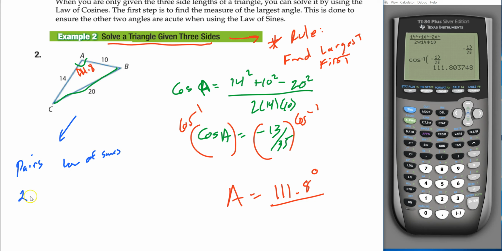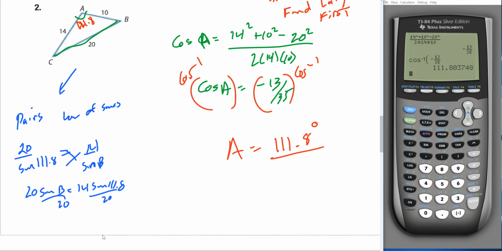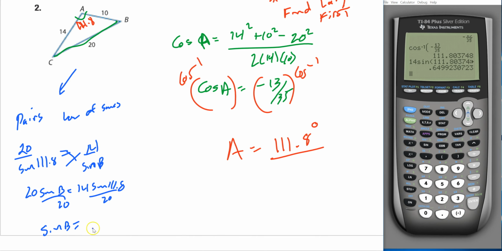So I'm going to do 20 over sine of 111.8 equals, let's solve for B first, 14 over sine of B. I'm going to cross multiply. I get 20 sine of B equals 14 sine of 111.8, divided by 20, divided by 20. Sine of B equals, put that all into your calculator, and you get 0.6499.